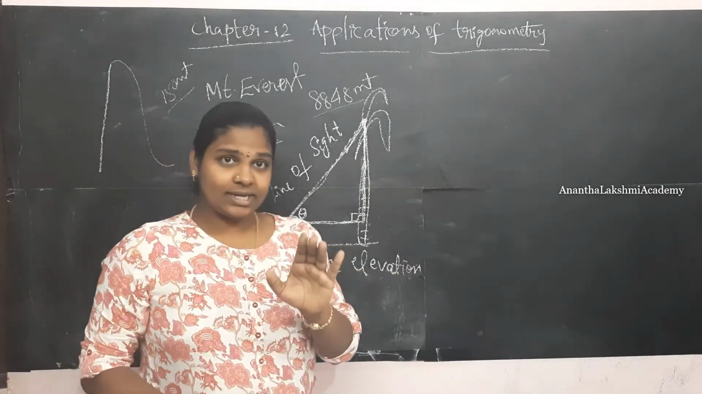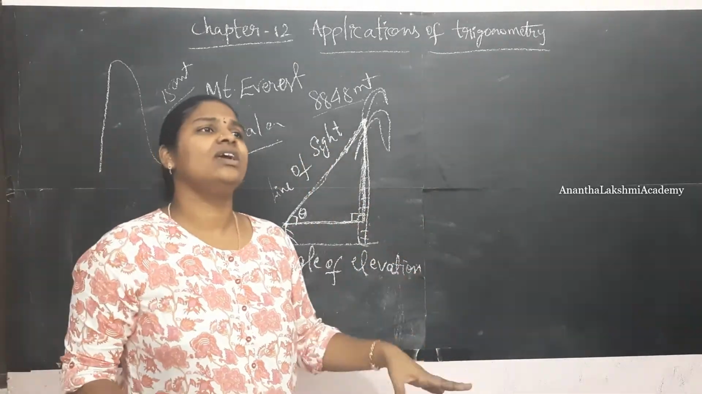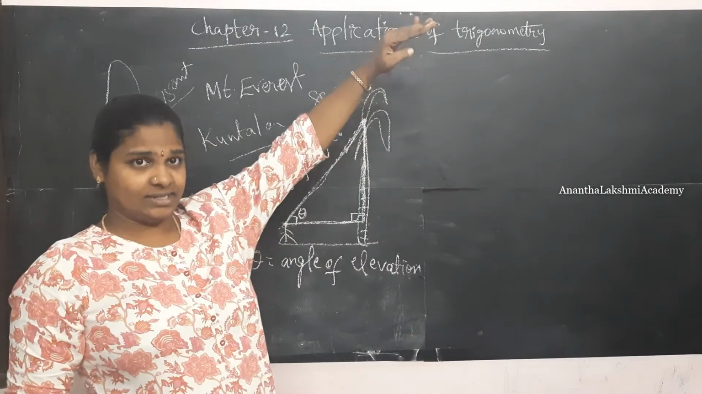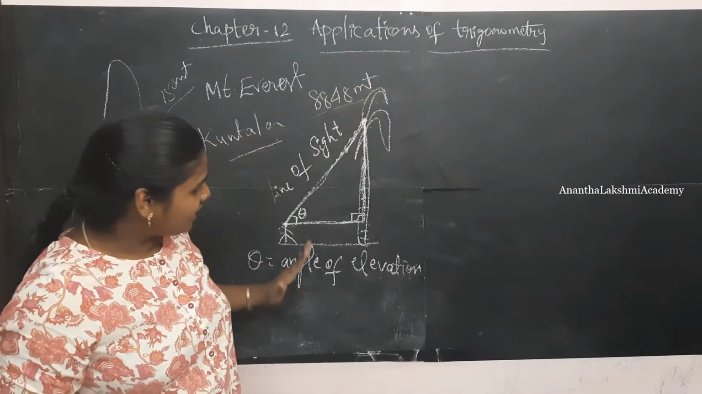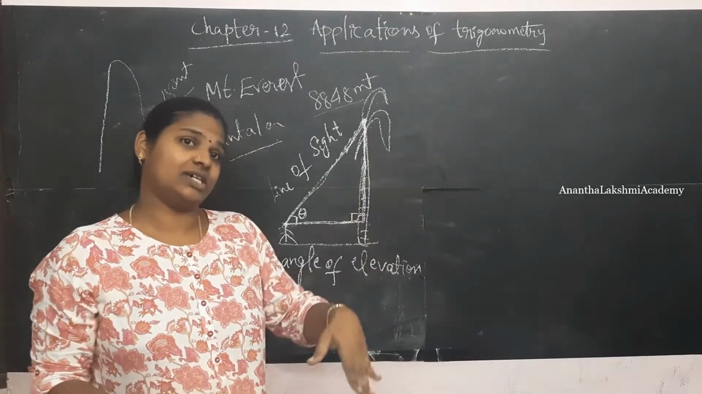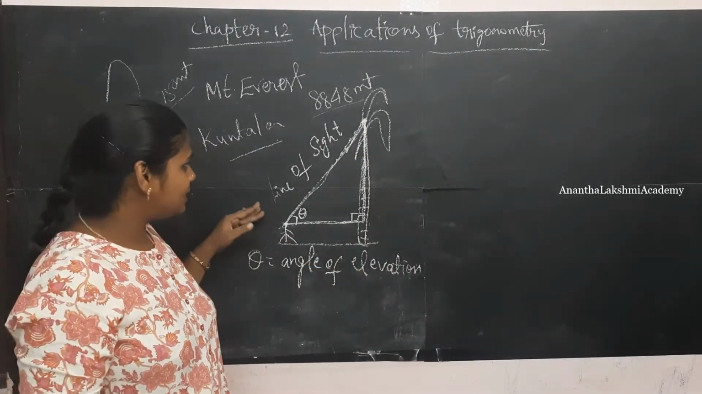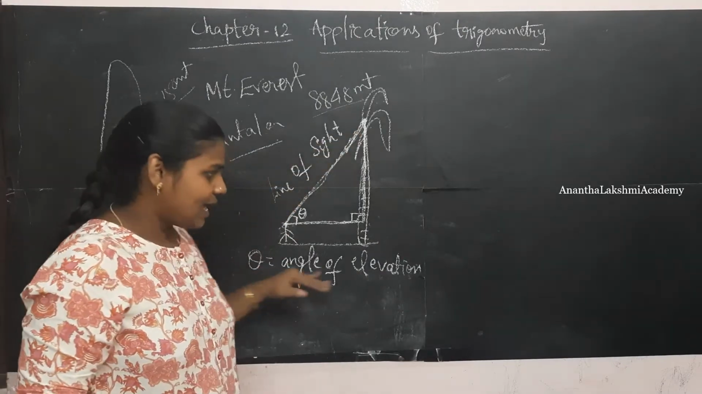Whenever we look at an object or a building or a tree, anything which is taller than us, making an angle, then that is called angle of elevation. If you are looking at something which is shorter than you, I'll tell you in the later part. So this is line of sight and this is angle of elevation.